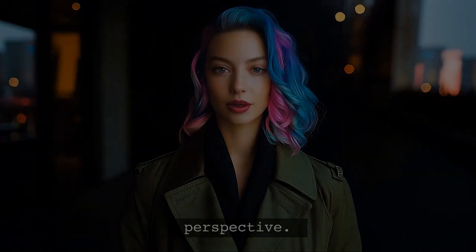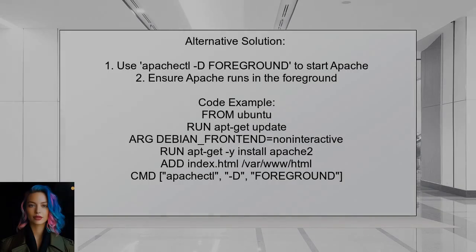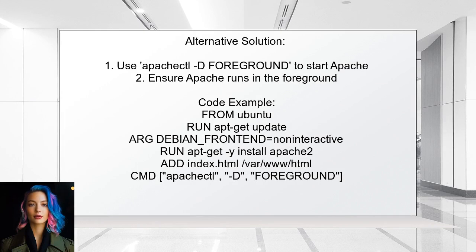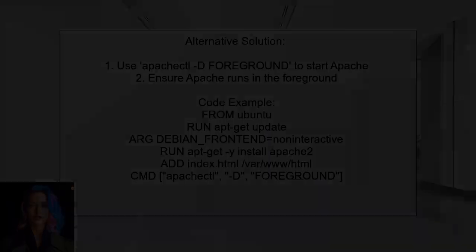Let's see another perspective. An alternative approach provided by another user suggests a different Docker file setup. They recommend using the command apache2ctl -D FOREGROUND to start Apache in the foreground, which is essential for Docker containers.